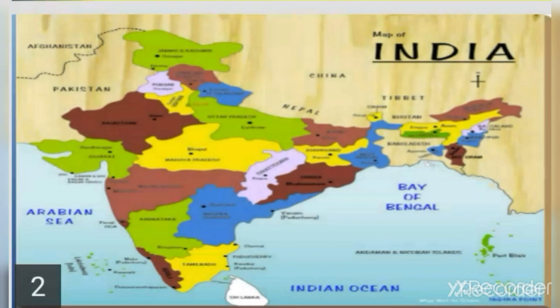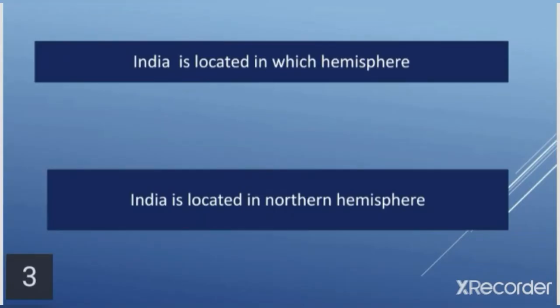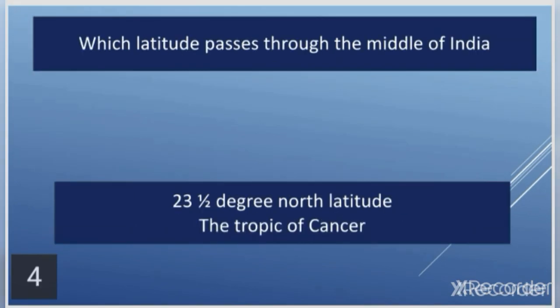Children, this is an India map, isn't it? Already we discussed it in the previous class. Children, will you tell me India is located in which hemisphere? Yes, you are right. India is located in the northern hemisphere. Which latitude passes through the middle of India? Yes, 23.5 degree north latitude, and you can say the Tropic of Cancer also.